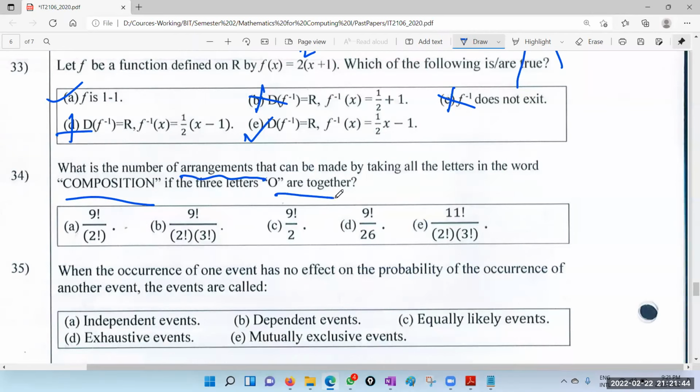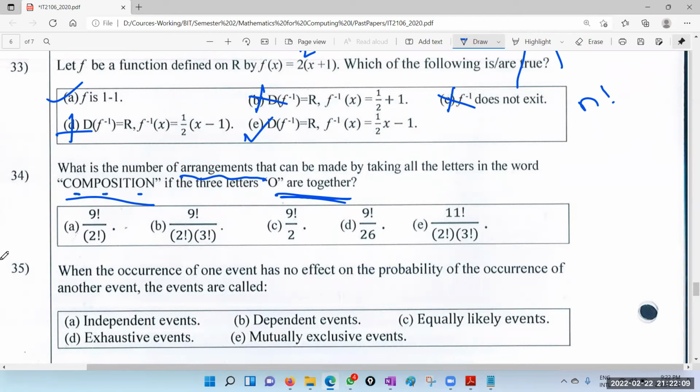Can be made by taking all the letters in the word composition if the three letters O are together, right? So if we have n number of things, how many ways can we arrange? Factorial n. Okay, but this is all three O's must be together. 1, 2, 3. Now this is a little bit of a tricky question.